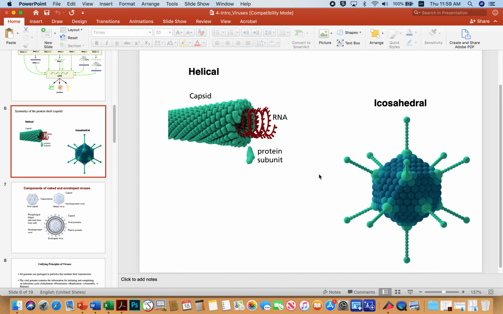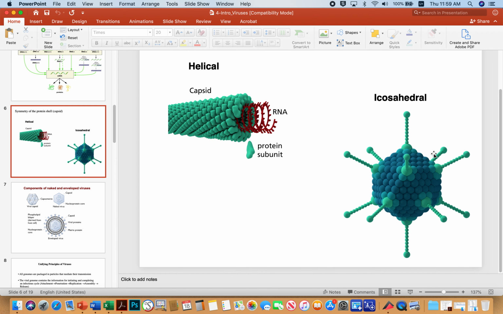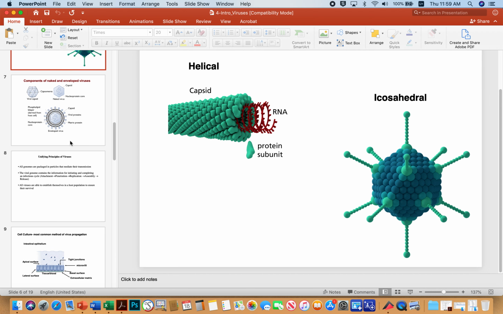And then an icosahedral capsid is seen in a really cool looking adenovirus. These viruses have a very symmetrical appearance with equilateral triangles that make up this icosahedral capsid. And then you can see the very pronounced virus spikes that come out of this virus that allow it to bind to receptors on tissue.